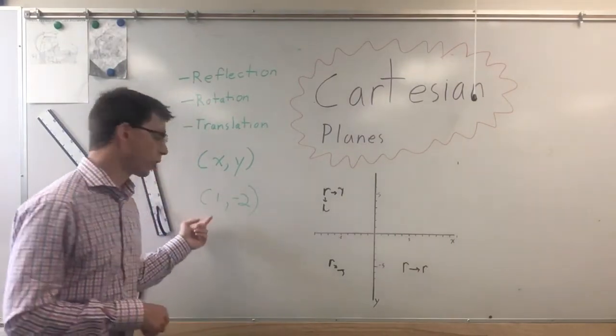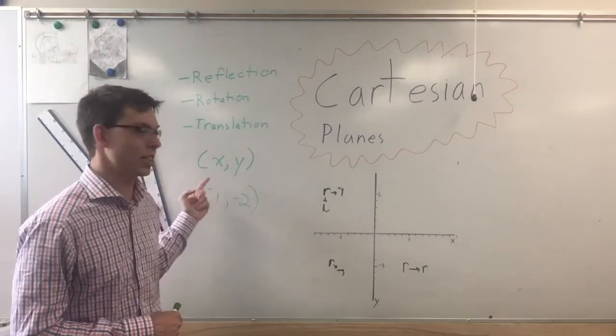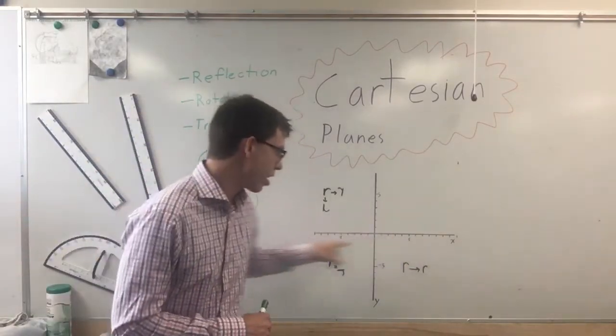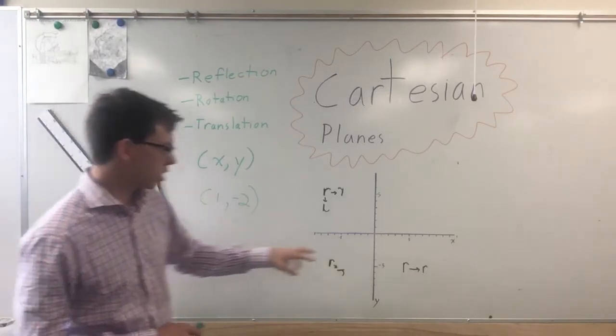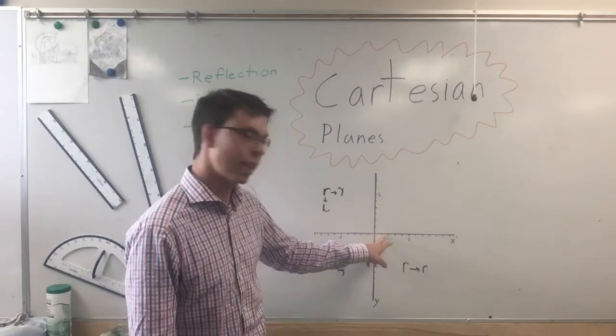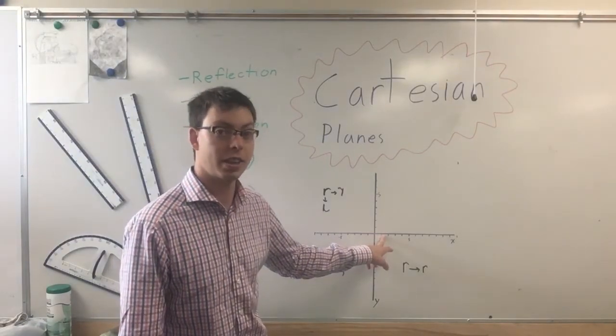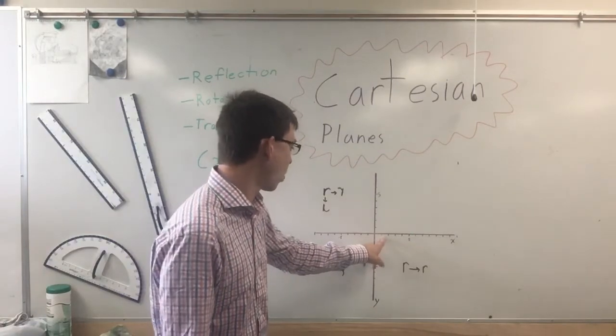I'm going to look at the first number, and the first number I know is always on the x-axis. That's this left and right line. I'm going to take that 1. I'm going to start at 0 and go 1 along the x-axis. I'm going to put my finger on that spot because I've only done the x-axis, but I have to do both. So that's 1 here.